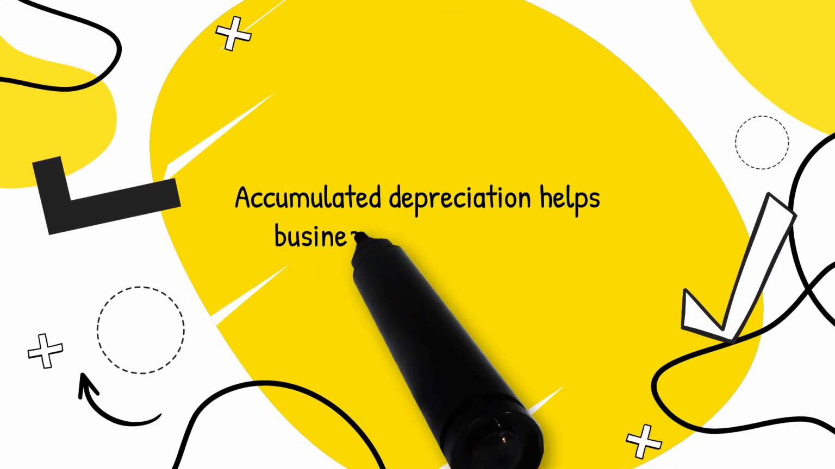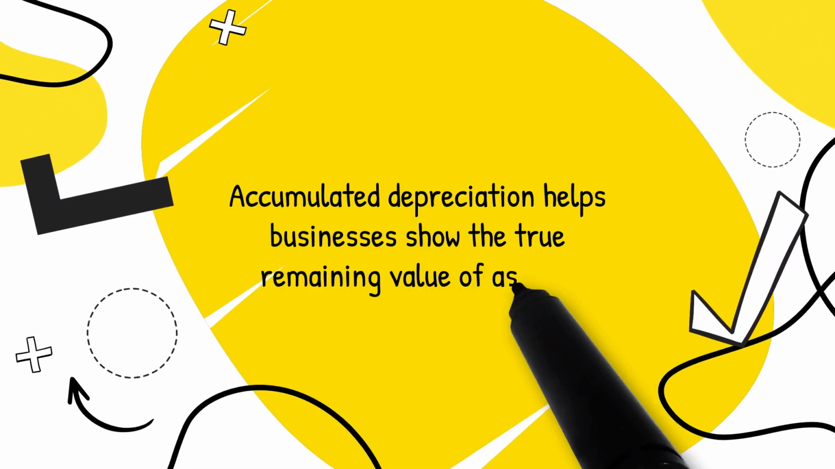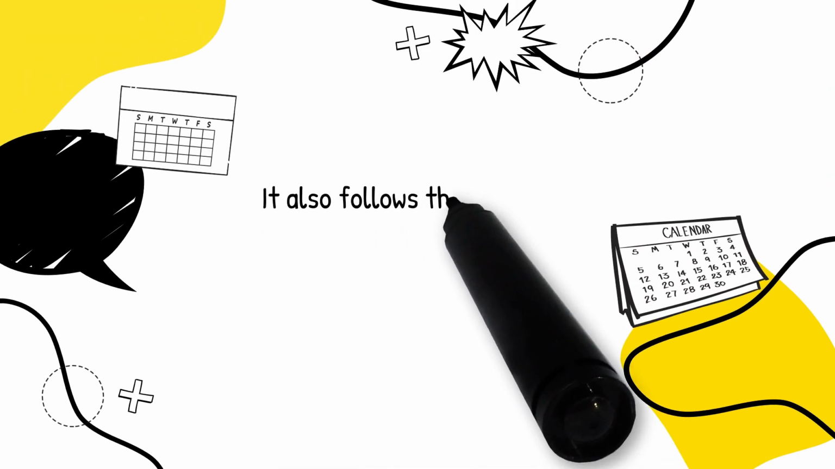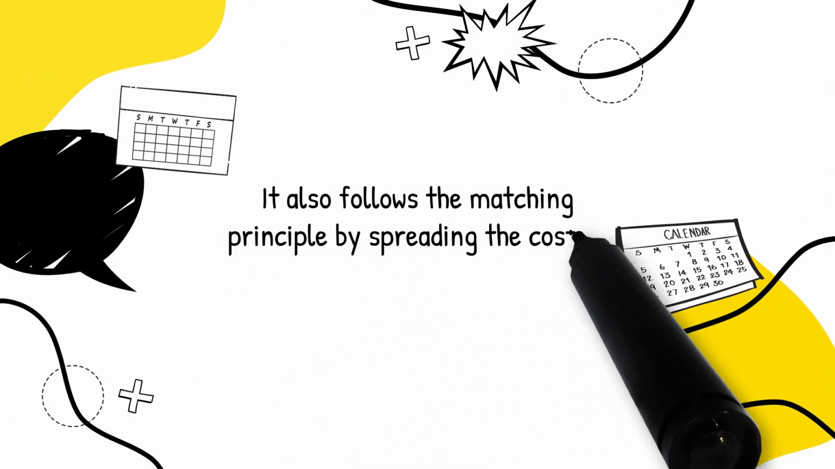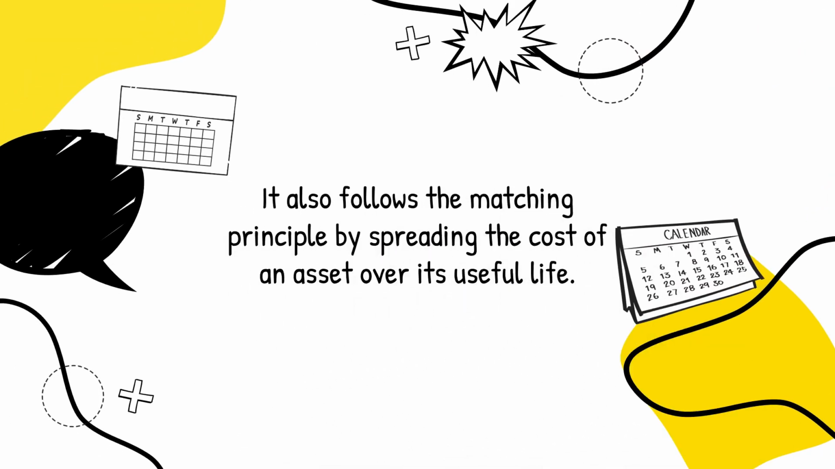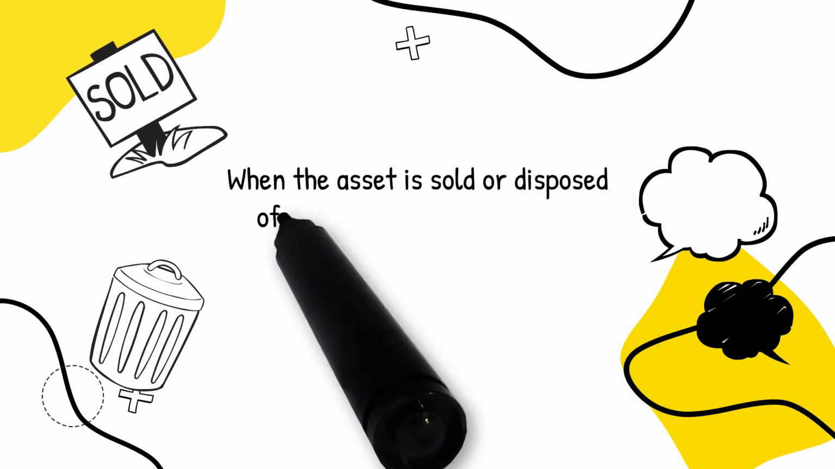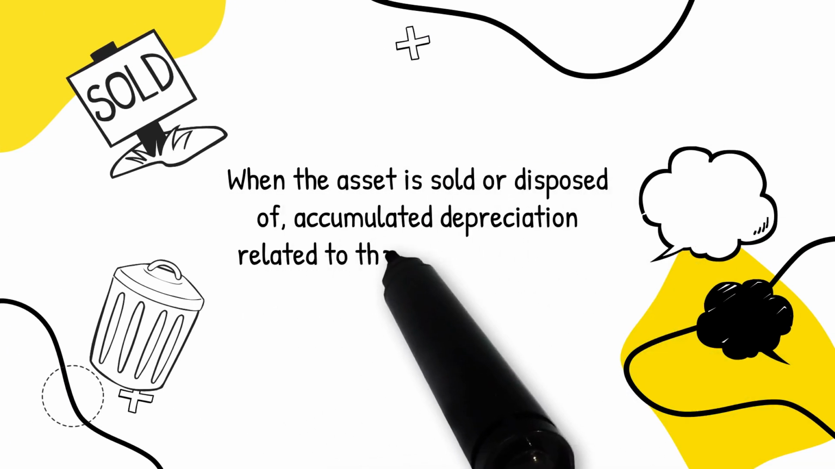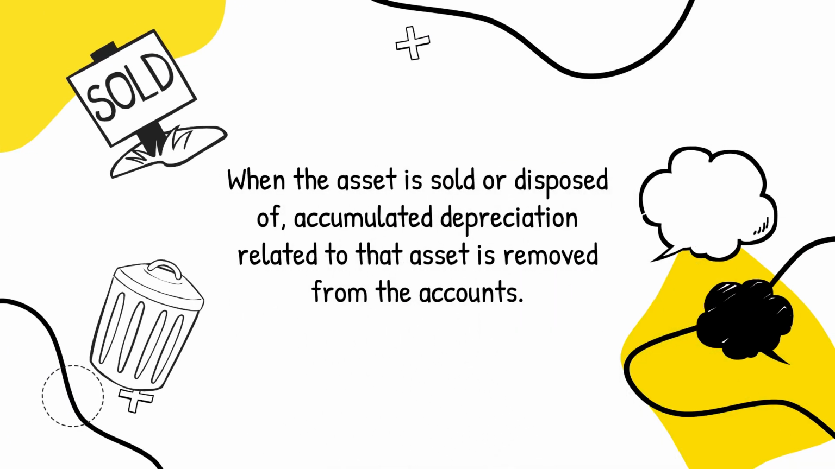Accumulated depreciation helps businesses show the true remaining value of assets. It also follows the matching principle by spreading the cost of an asset over its useful life. When the asset is sold or disposed of, accumulated depreciation related to that asset is removed from the accounts.